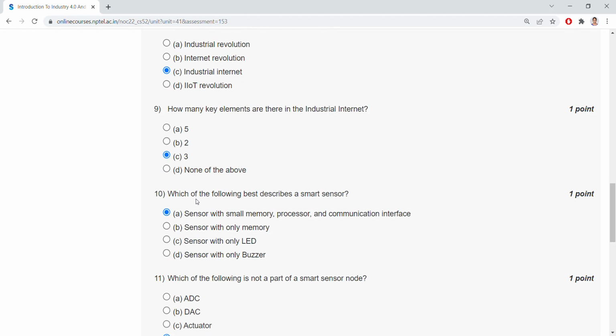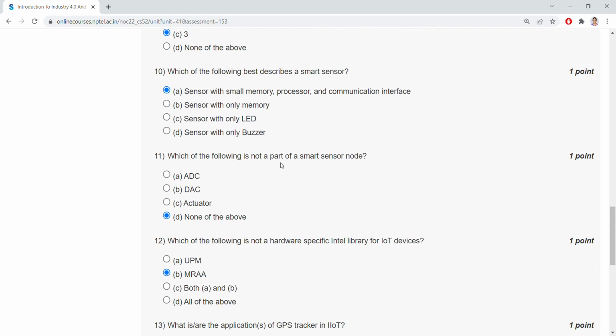Which of the following best describes a smart sensor? Sensor with a small memory, processor and communication interface. Which of the following is not a part of smart sensor node? That is, all these are smart sensor nodes. All these are the parts of the small sensor nodes. So none of the above.